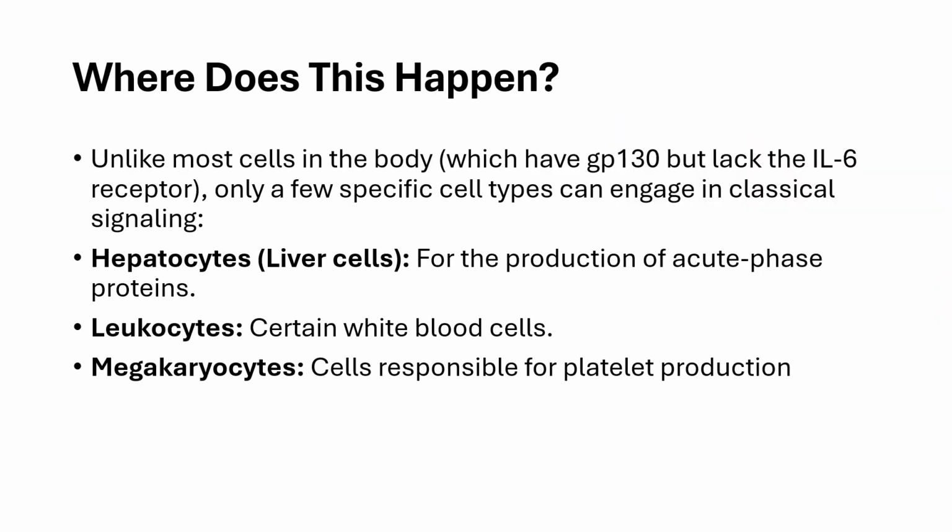And where does this happen? Where is this membrane-bound interleukin 6 receptor present? It's present only in a few sites, like liver cells, where it's helpful for acute phase protein production. Then there are white blood cells like macrophages, neutrophils and megakaryocytes.